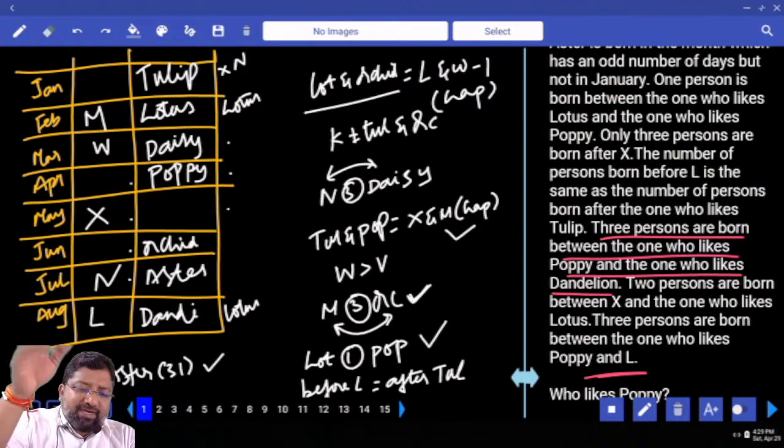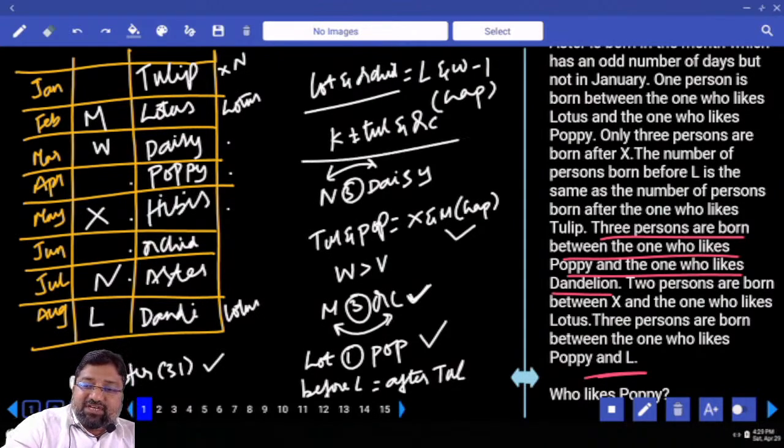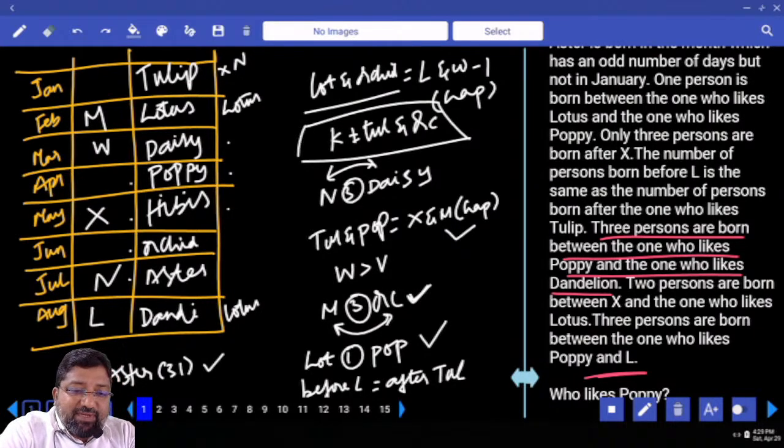Amma, we'll come back to that. Tell me about the first flower. Hibiscus. This is hibiscus. Last, there is one point which is left out. K is not equal to tulip and orchid. When K is not equal to tulip and orchid, K has to be poppy.